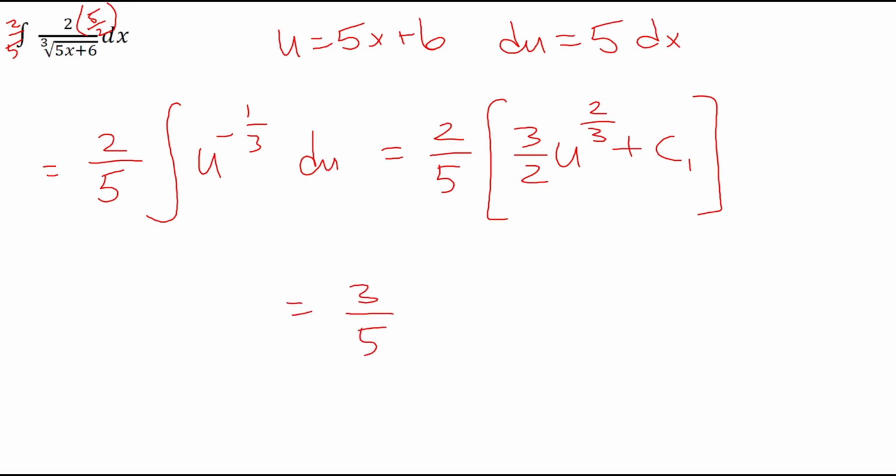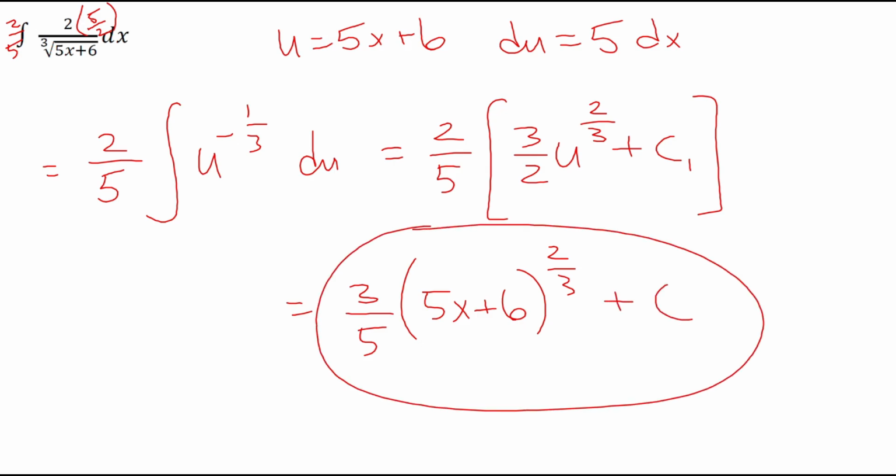2/5 times 3 halves will be 3/5. And then our u is 5x plus 6 to the 2/3, and of course plus some constant. So that's it for the indefinite integrals.